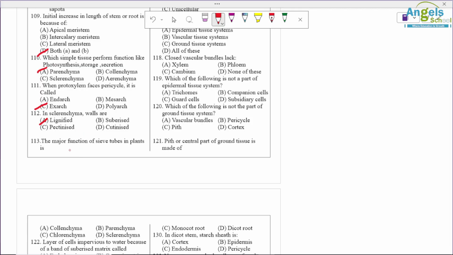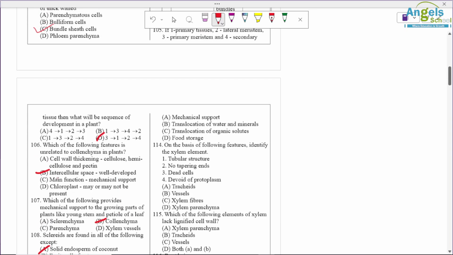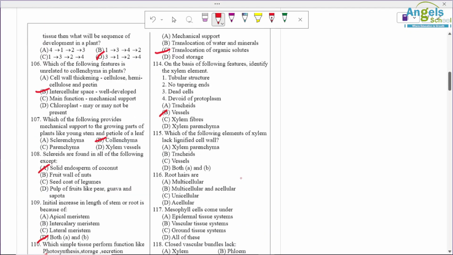Question number 113. The major function of sieve tube in a plant. So sieve tube is part of phloem. So it translocates organic matter or organic solute or food. On the basis of following feature, identify xylem element. So it is a tubular structure, no tapering and dead cells, and devoid of protoplasm. So these all are characteristic of vessels only.